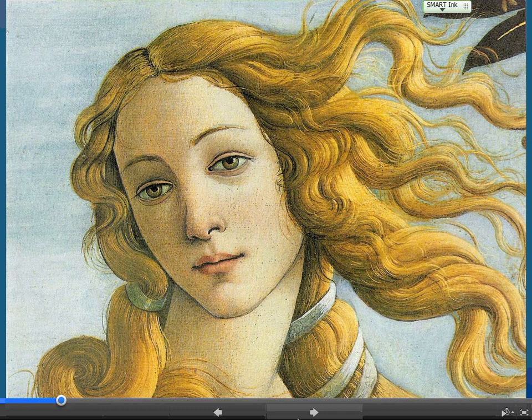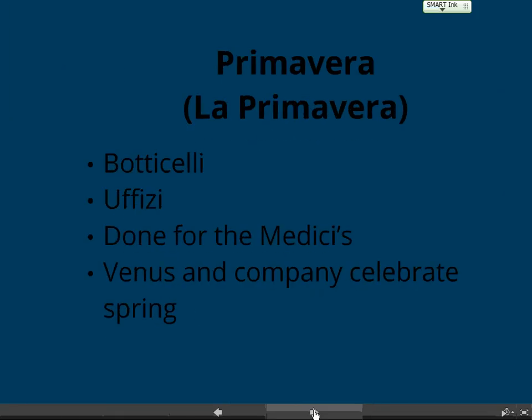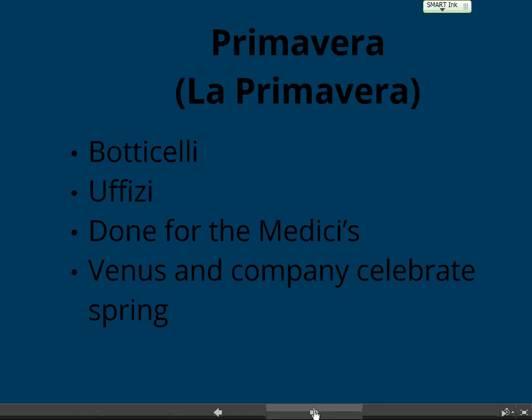Okay. So the wonderful Birth of Venus. Do you remember the artist? What was the artist's name? Botticelli. That's right, Sandro Botticelli. Very good. All right, so we're going to look at another Botticelli piece, and it is called Primavera. Sometimes you'll find it called La Primavera.